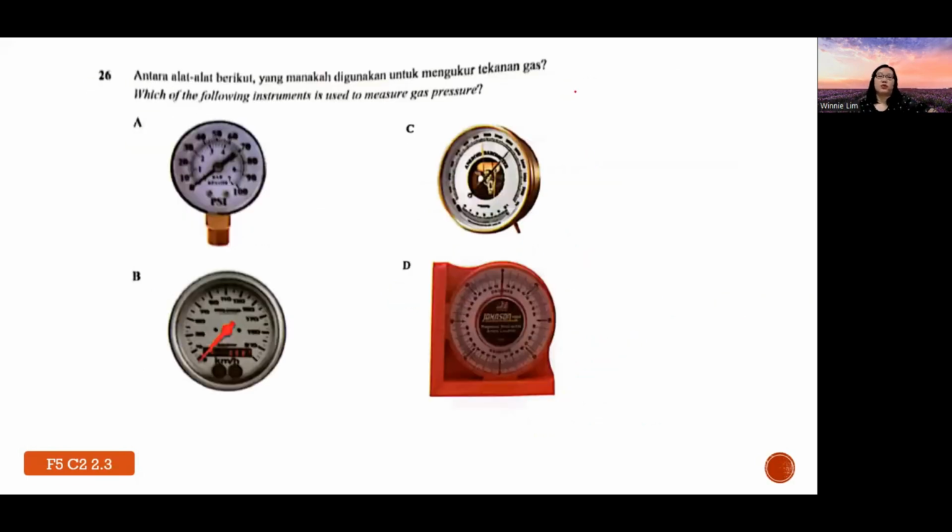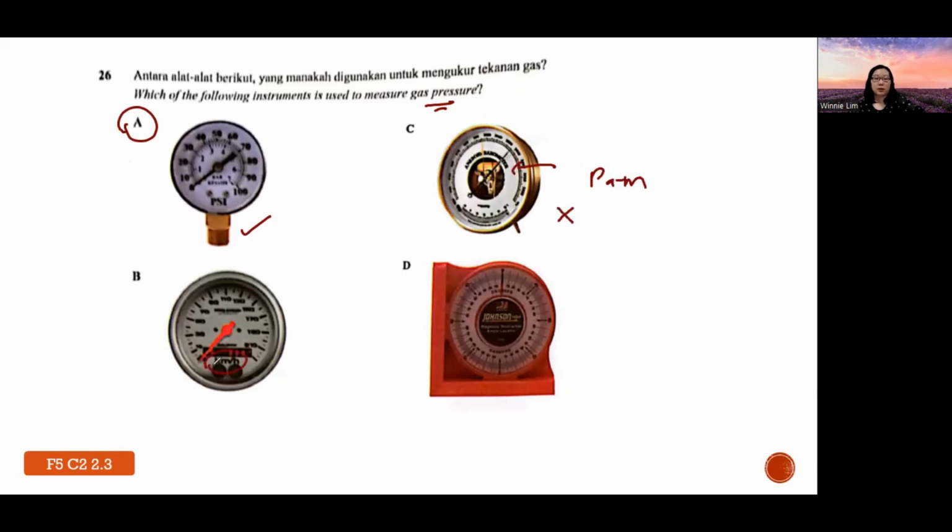26. Which of the following instruments is used to measure gas pressure? Okay, of course, pressure has different types of units. One of them is actually in the unit of PSI. So actually, the answer is A already. Or you can check the other instruments for their usage. C is actually an aneroid. Aneroid manometer is to measure atmospheric pressure. So that's why it's not the answer.